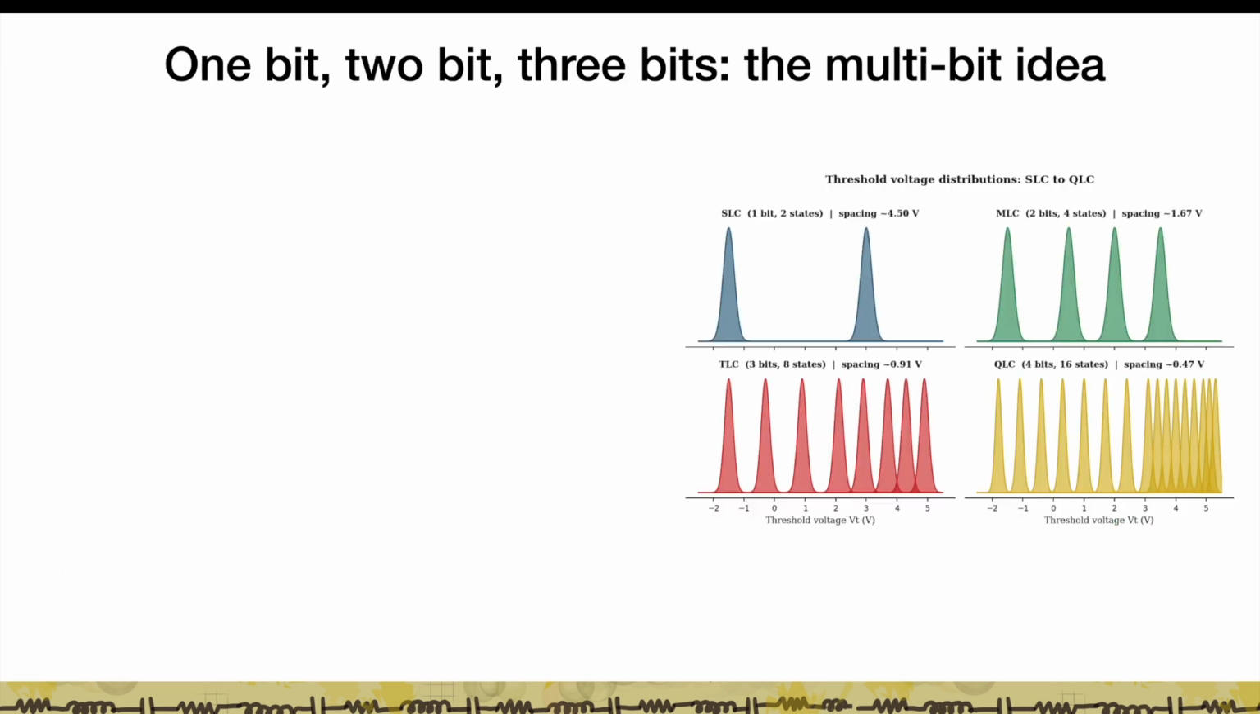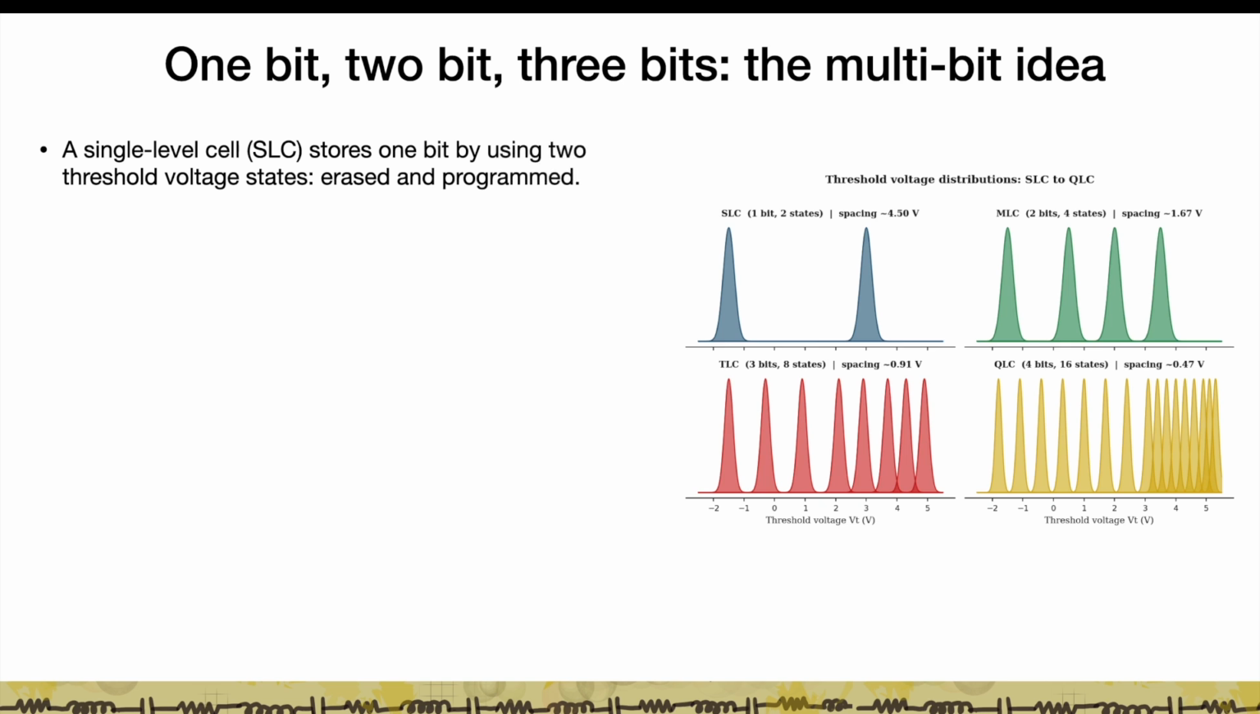Now, a single cell, SLC, uses the threshold voltage window to store exactly one bit. Erase state on the left side of the window, program state on the right side of the window. Two distributions separated by the full window. The sensing margin between them is generous. The error rate is extremely low and the cell is durable.